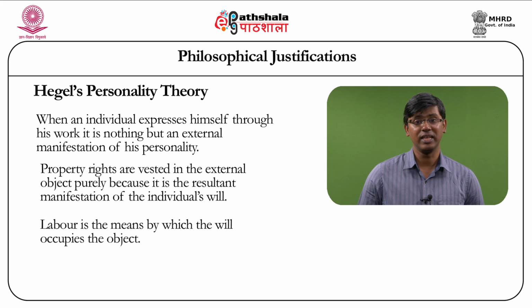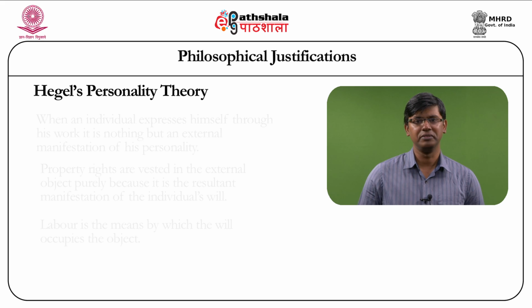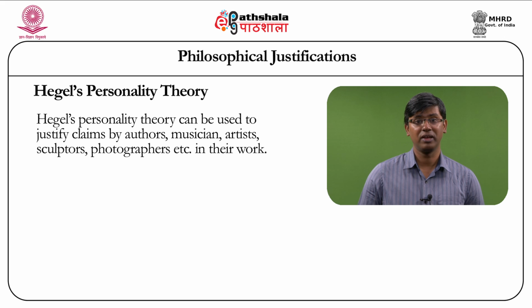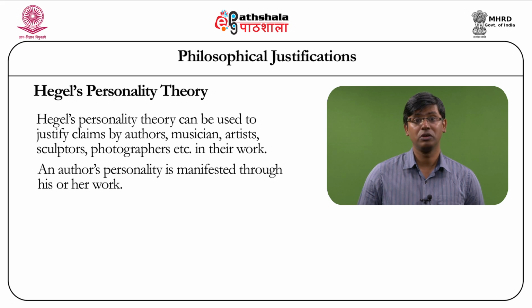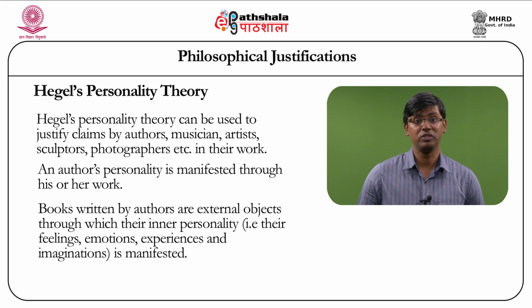Hegel believes that this external manifestation, which is seen as property, cannot be alienated at any point in time, as it is a reflection of the self. Hegel's personality theory can be used to justify claims by authors, musicians, artists, sculptors, photographers in their work. An author's personality is manifested through his or her work. Books written by authors are external objects through which their inner personality, that is, their feelings, emotions, experiences and imagination, is manifested.